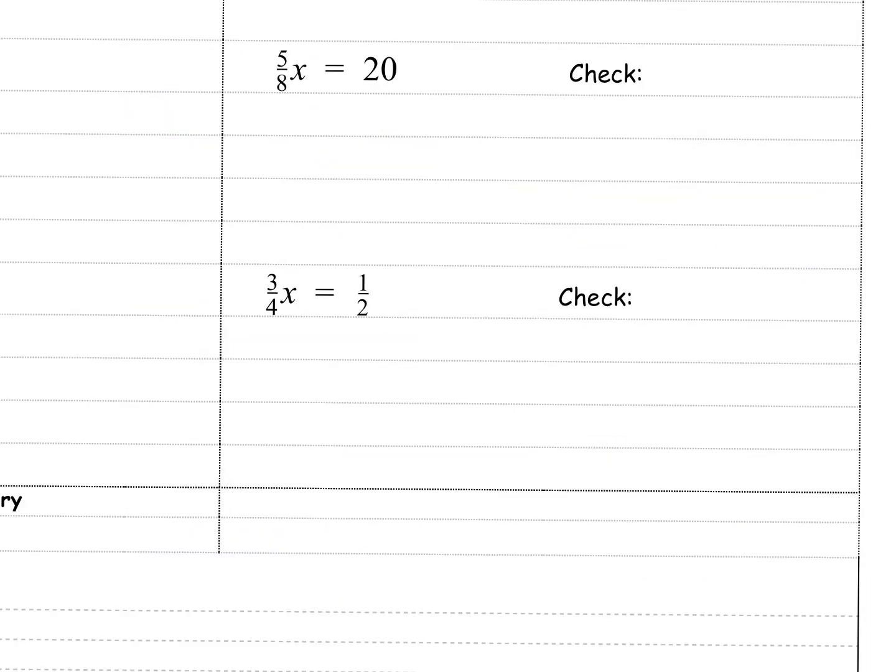Our next question, 5/8 x equals 20. Once again, we're trying to eliminate that fraction. We have to keep it balanced though. Remember, multiply by the reciprocal, 8 over 5, to cancel. Do the same on the other side, 8 over 5. When I multiply straight across, I have x on the left.